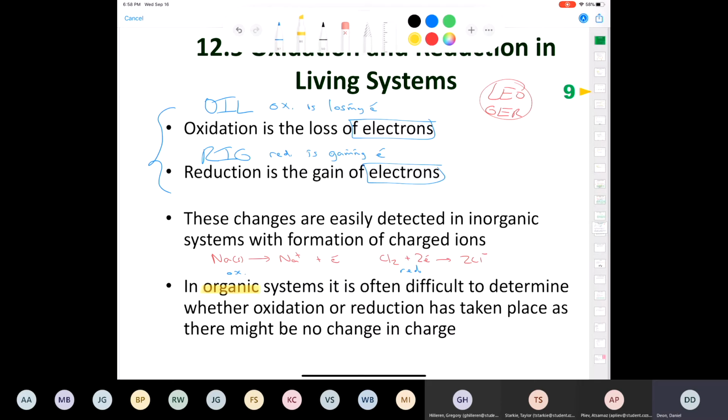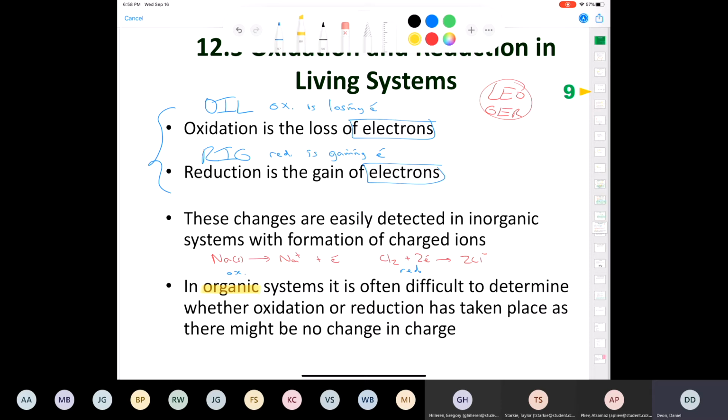Now, in organic chemistry, in organic systems, it's actually a little bit more difficult to determine whether oxidation or reduction has taken place, as there might be no change in charge. Think about it. Tonight, we haven't looked at any charges in any molecules, right? We didn't see any cations, any anions until I just drew these two just now.